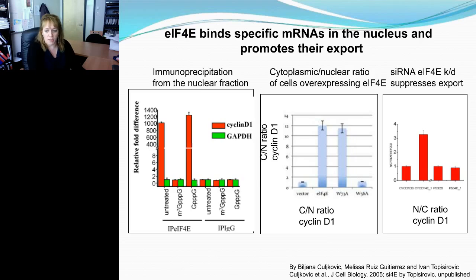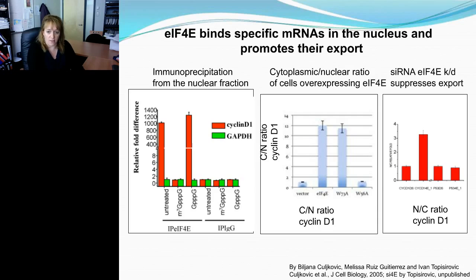If we treat these same RIPs with m7GpppG, an analog of 4E's normal ligand, we can clearly see that we've lost the interaction, proving its cap dependence. And if we use a negative control that is not a competitor, we don't have an effect. So here you can quite clearly see cyclin D1 is a target, and in green you can quite clearly see that GAPDH is not a target, indicating this is specific. And importantly, in the IgG controls, we see no immunoprecipitation.